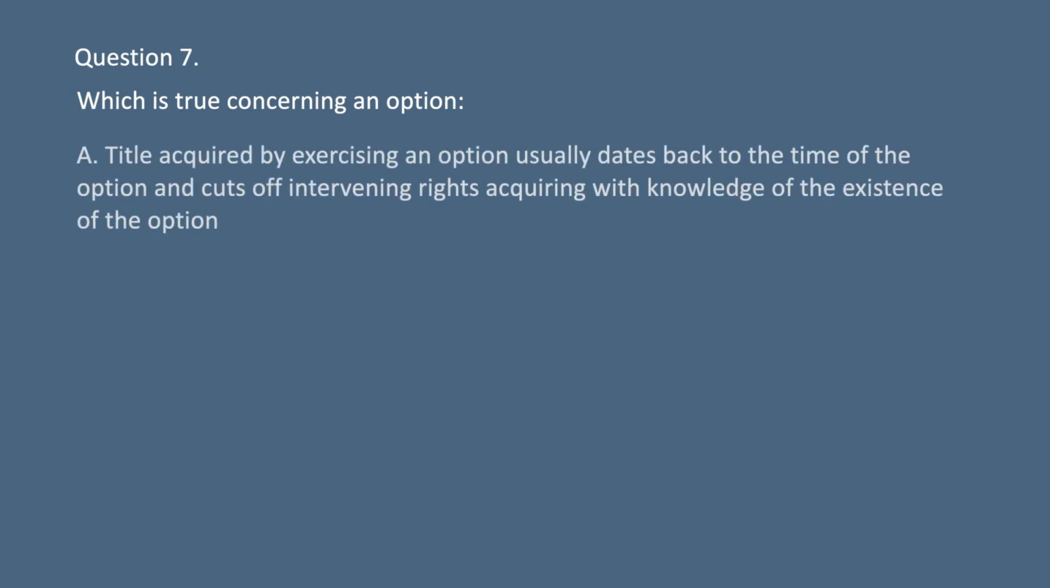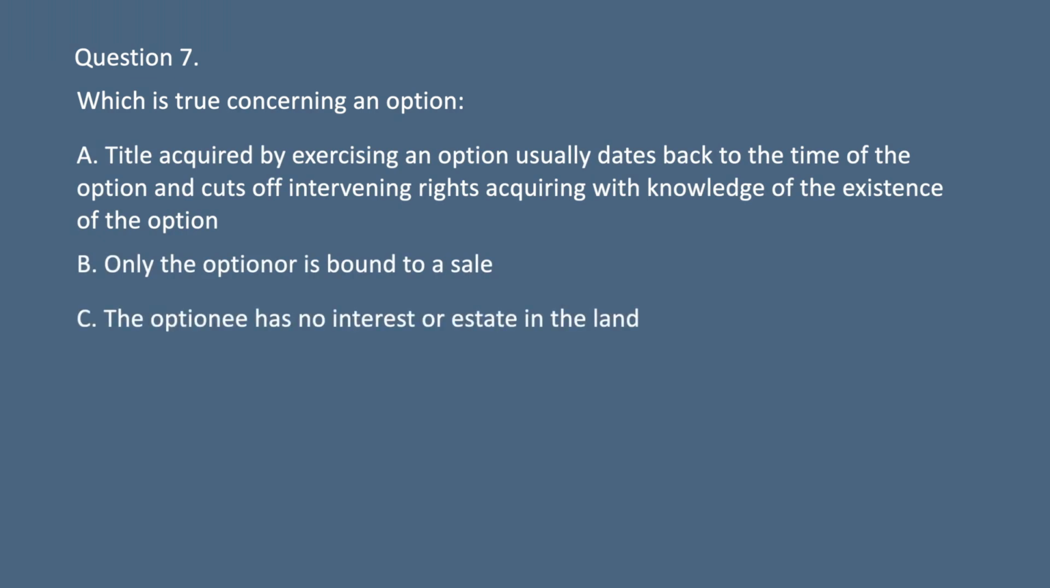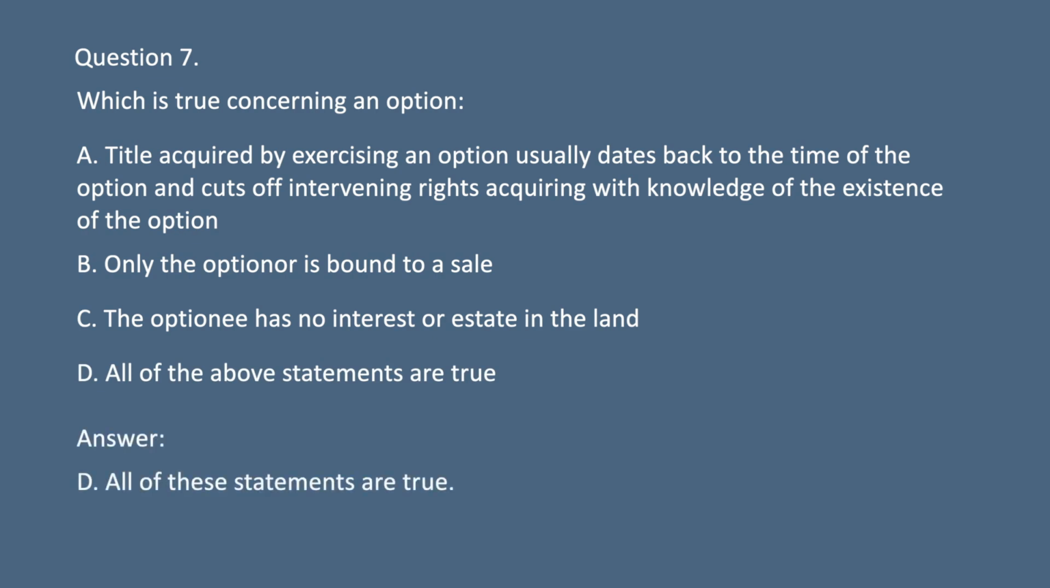Question 7. Which is true concerning an option? A. Title acquired by exercising an option usually dates back to the time of the option and cuts off intervening rights acquired with knowledge of the existence of the option. B. Only the optionor is bound to a sale. C. The optionee has no interest or estate in the land. D. All of the above statements are true. Answer: D. All of these statements are true.